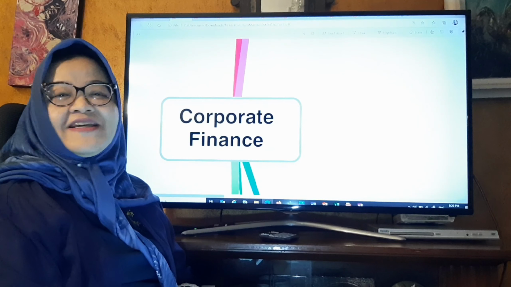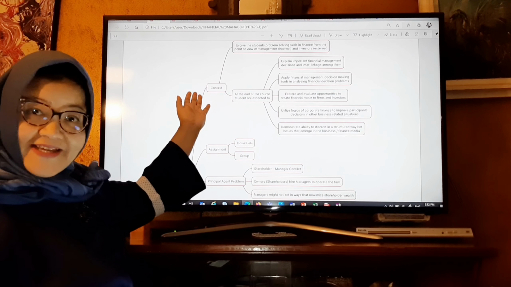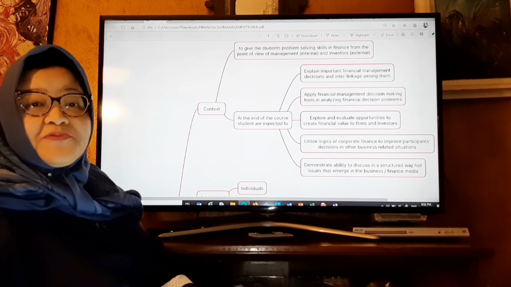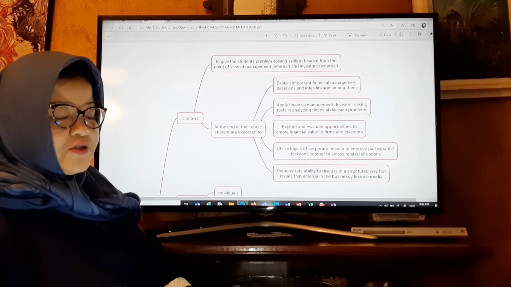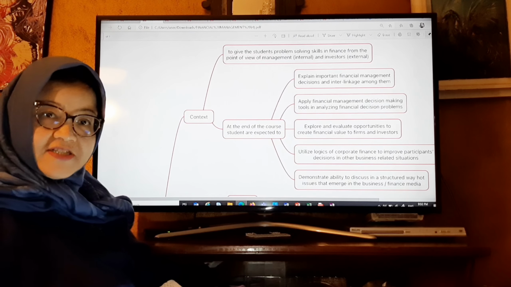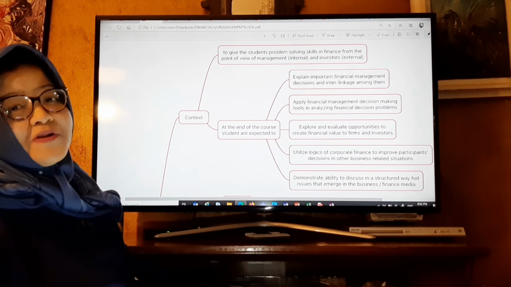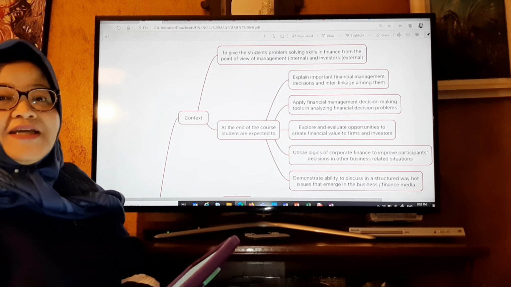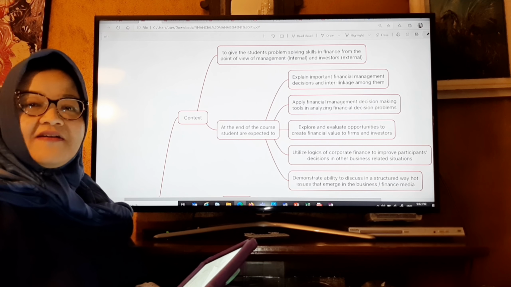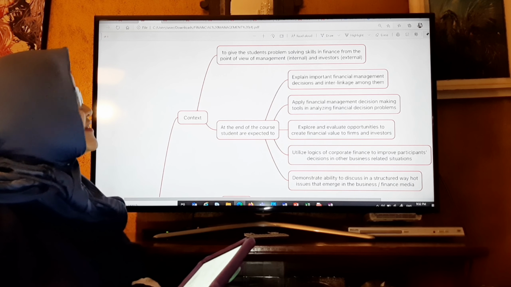We'll start, of course, in the beginning, at the introduction. We start with the context. The context of corporate finance is to give us students the capability to problem solve in finance from the point of view of management, internal, or investors, external. So corporate finance in a way also helps us in doing our daily business, our daily financing in our work, and also for our own financial planning. That's what makes it interesting.